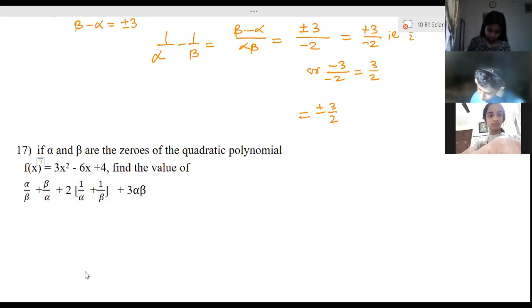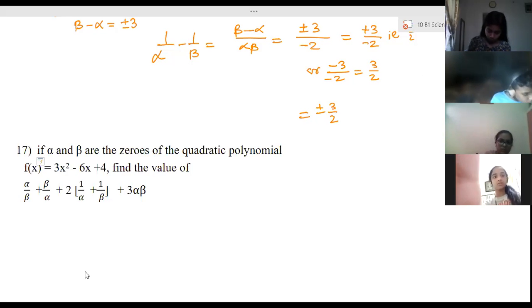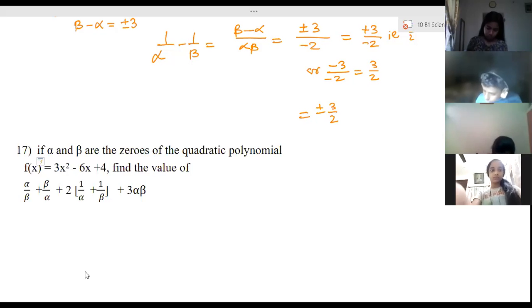Thirteenth question done. 14th question, what has to be done? How to simplify that? Alpha square beta plus alpha beta. We can take alpha and beta common. So alpha beta outside, inside the bracket it will be alpha plus beta. So you have to multiply the product and sum.